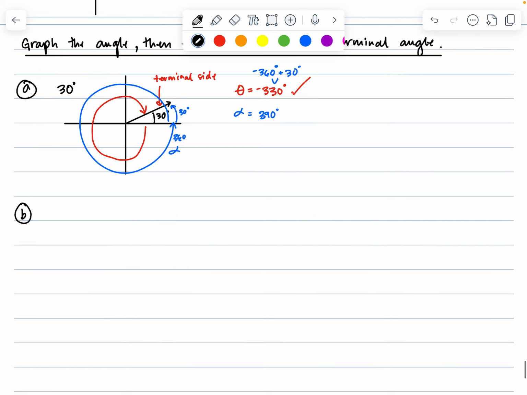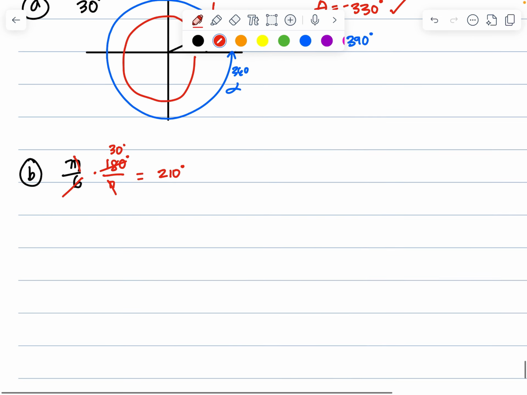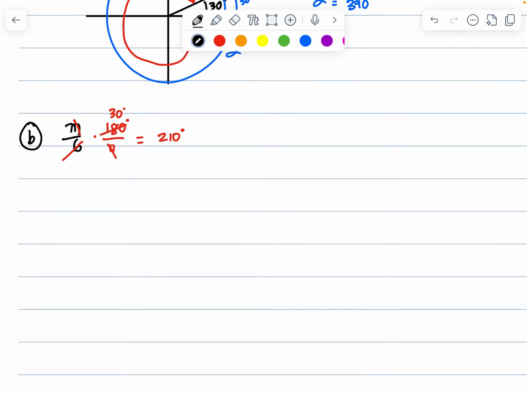Let's do, for instance, 7 pi over 6. Well, in this particular case, we don't know what the angle is yet, but we can solve for it. So in order to solve for this in degrees, we need to do our conversion. 180 over pi. Pi's cancel out. This is degrees, so it should end up in degrees. 180 simplifies with the 6. 6 goes into 180 30 times. 7 times 30 is 210. So this is our angle. No, that's just our angle, sorry, not a reference angle.